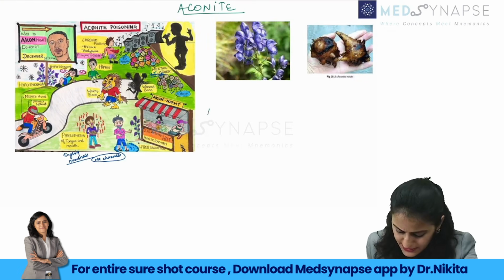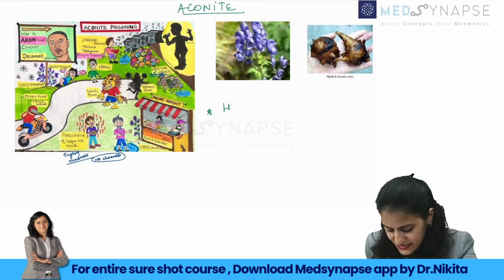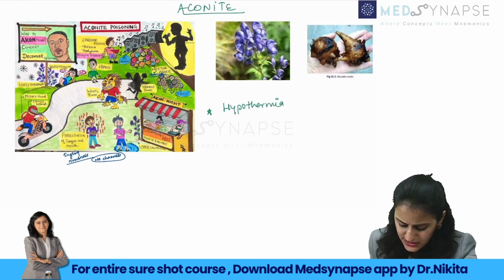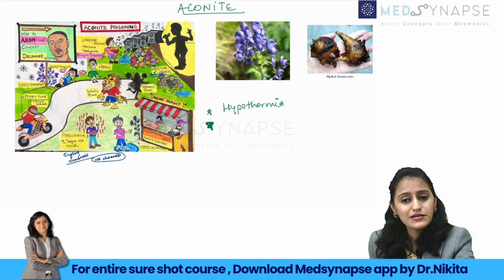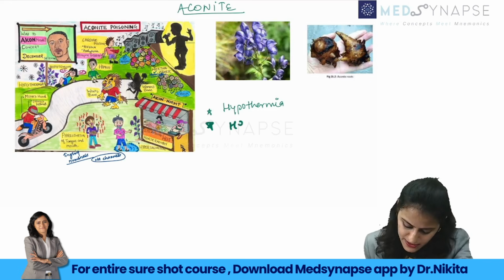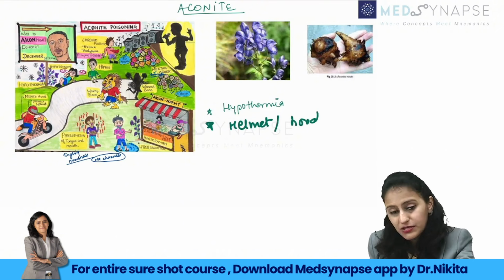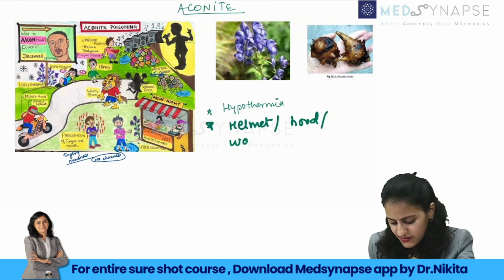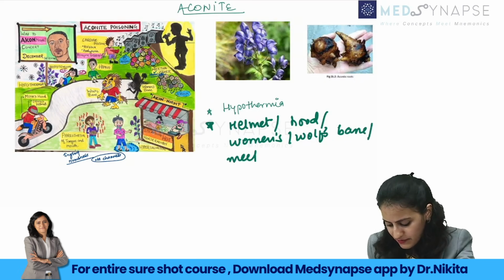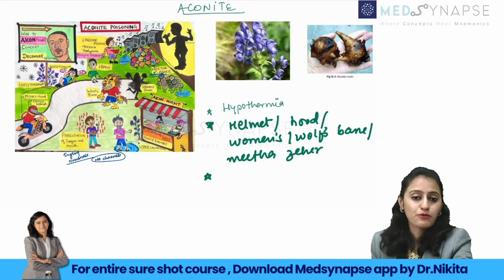What did we learn is aconite in the month of December, so there is hypothermia. What are the clinical features? There is hypothermia. What did we go on? Our bikes, wearing the helmet, right? So the devil's helmet, wearing the hood, the monk's hood are the other names, the women's bane, the wolf's bane. These are the other names for aconite. It is also called meeta zehar, right? Meeta zehar, meeta vish, homicidal poison.